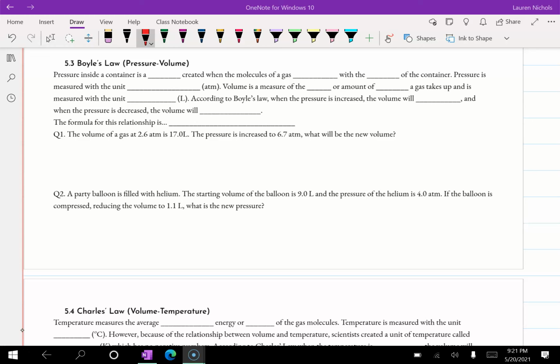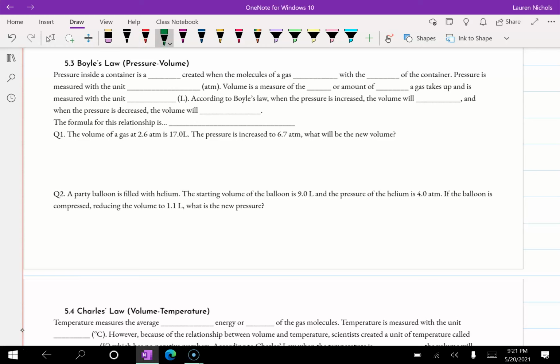So in the latter half of Unit 5, we were talking about gas laws. And so the first one we learned about was Boyle's law, which explains the relationship between pressure and volume.